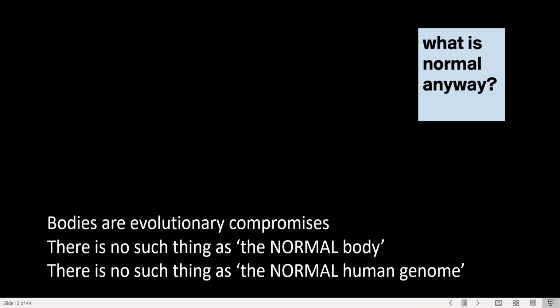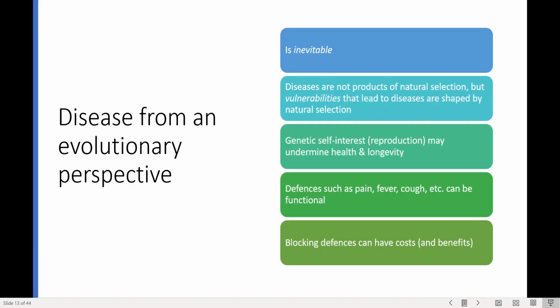So there is no such thing as a normal body, and there is no such thing as a normal human genome, because our bodies are complex compromises where specific genes try to help our bodies, these gene vessels, to survive long enough in a specific environment. So disease from an evolutionary perspective is inevitable. We can't avoid disease, and the state of our body is always prone to be malfunctioning.